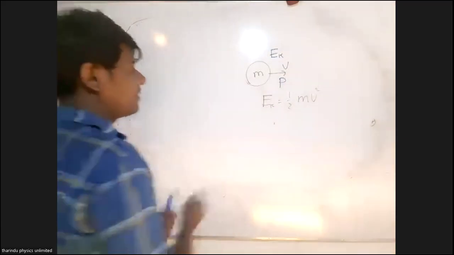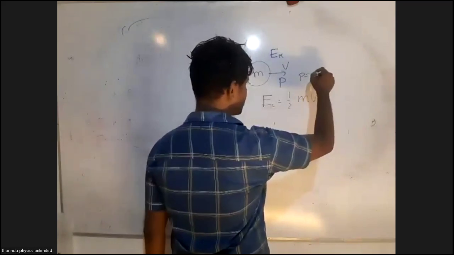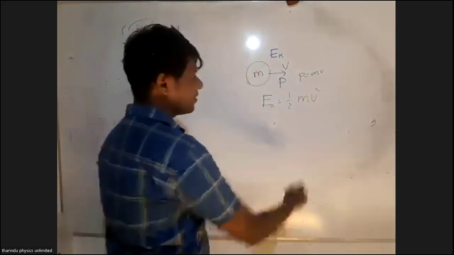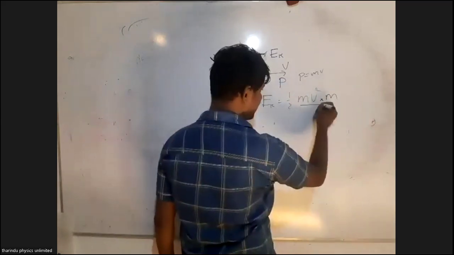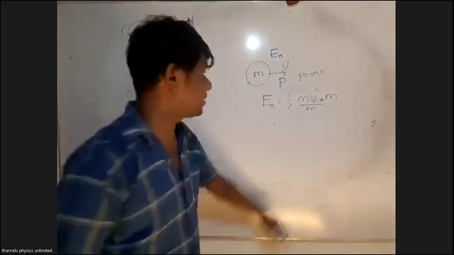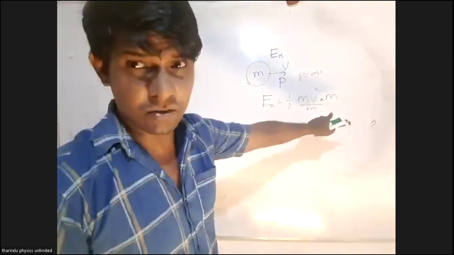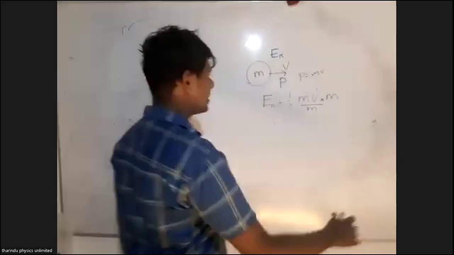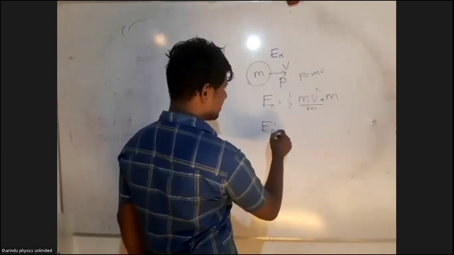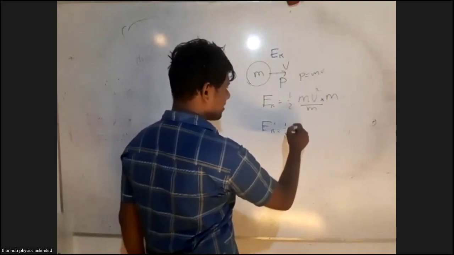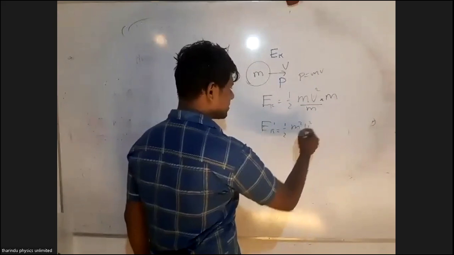So we know that P equals mv. Now if I multiply this again by m up and down, if I do something to the top, we have to do the same thing to the bottom as well. So now the equation becomes Ek equals half m squared v squared over m.